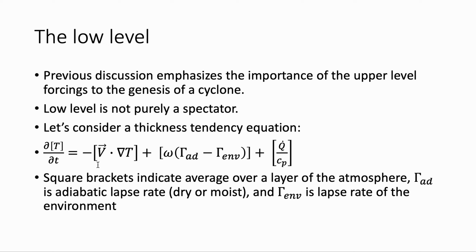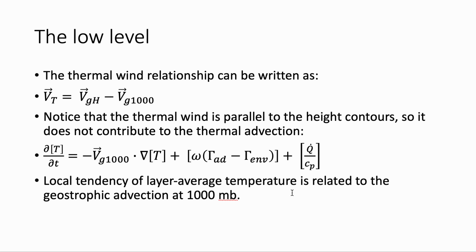The square brackets are an average over a certain layer of the atmosphere. This is the adiabatic lapse rate. It can be dry or moist. And this is the environmental lapse rate. Okay, so we have the advective term. This is simply a term that is proportional to the lapse rate. And in a sense, this is the vertical advection term, if you will. And this is the diabatic term. Okay.